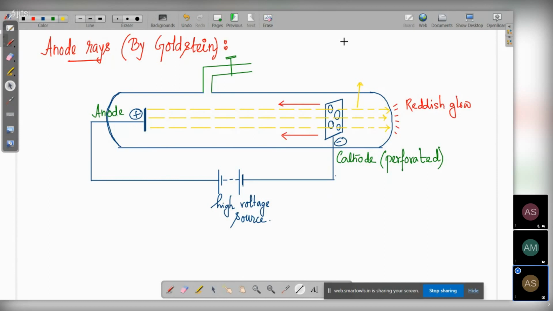So these are the positive rays coming out, and these are the anode rays. We can see the anode ray, which is positively charged.